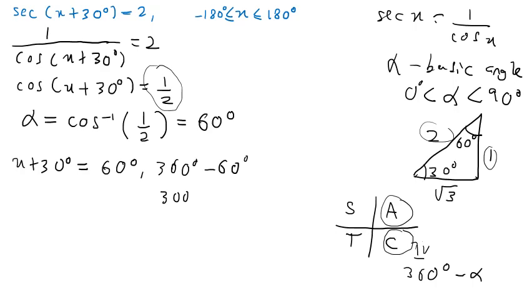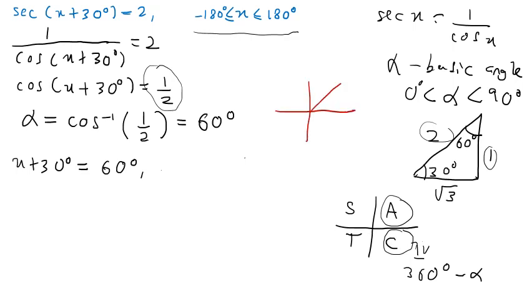However, this value is incorrect in this case because our interval is between negative 180 and positive 180. So it cannot be 300 degrees. Instead, we will use negative angles. So, how do we get the negative angles? Basically, here the first quadrant is 60 degrees, and here is the basic angle for the fourth quadrant.